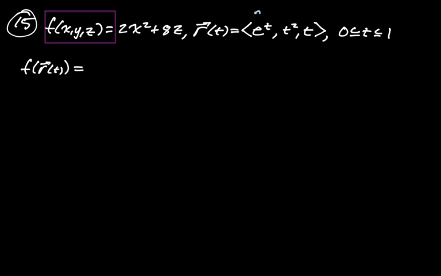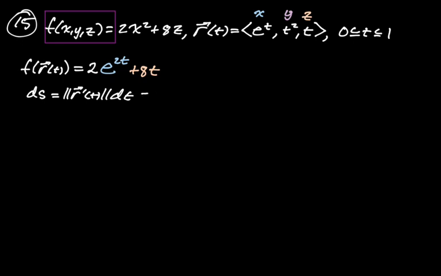I do think it's kind of helpful to visually identify them, but it doesn't change, so you don't really need to do it. So this will give us 2e to the 2t plus 8t. So y is not actually involved in f of x, y, z, which is, I don't know, good maybe. We need to find ds.